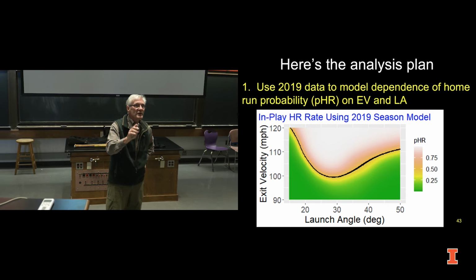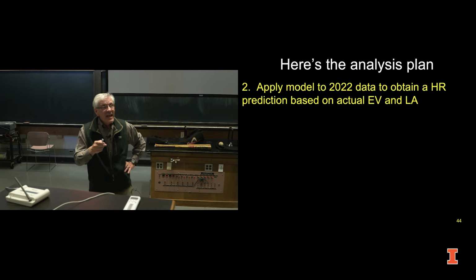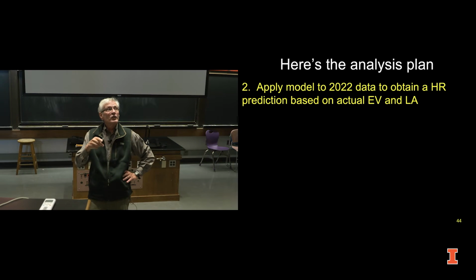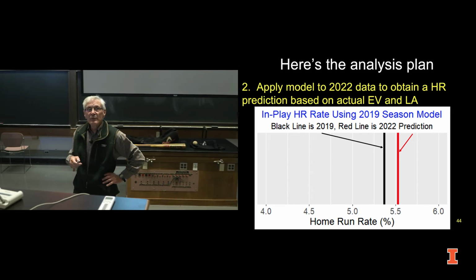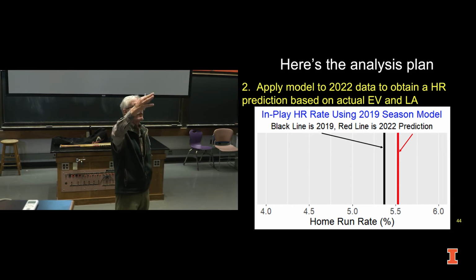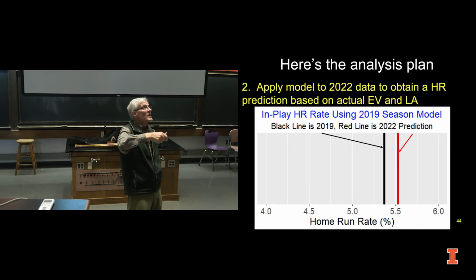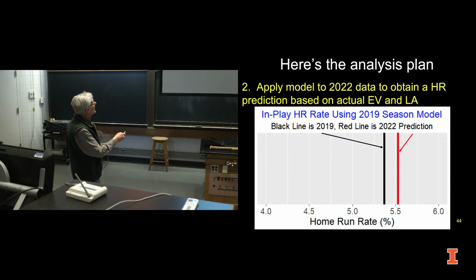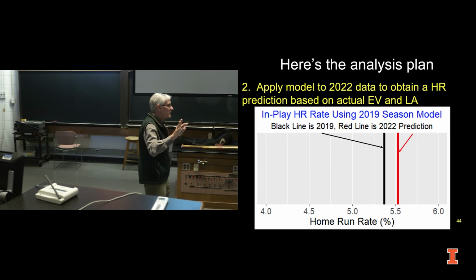So this is then the probability of a home run for a given exit velocity and launch angle in the 2019 season. Next, I want to apply this model to the actual exit velocity and launch angle for the 2022 season, okay? And when you do that, you can predict how many home runs would have been hit in 2022 if the carry of the ball were the same in 2022 as it is in 2019. There you go. Here is the actual number of home runs per batted ball in 2019, and this is the prediction in 2022. So again, let's think about this.